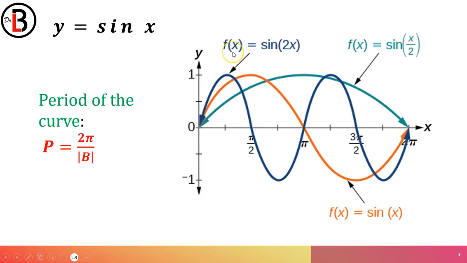However, when you focus on the blue, y equals sine of 2x, it means in the original period of 0 to 2 pi, you can fit in 2 cycles or 2 periods. Whereas here, for the green, sine of x over 2, only one half of the period fits in the original cycle.